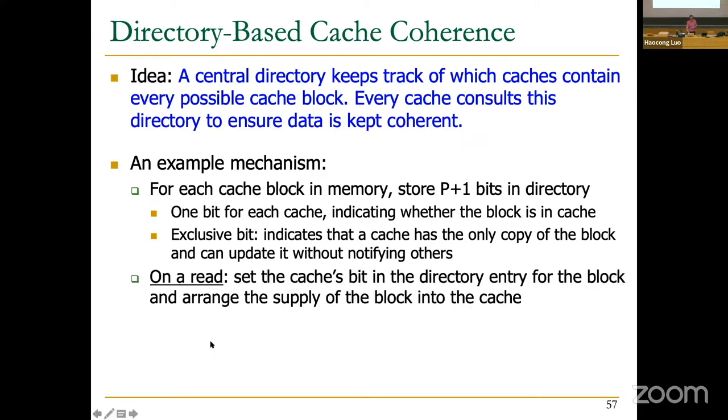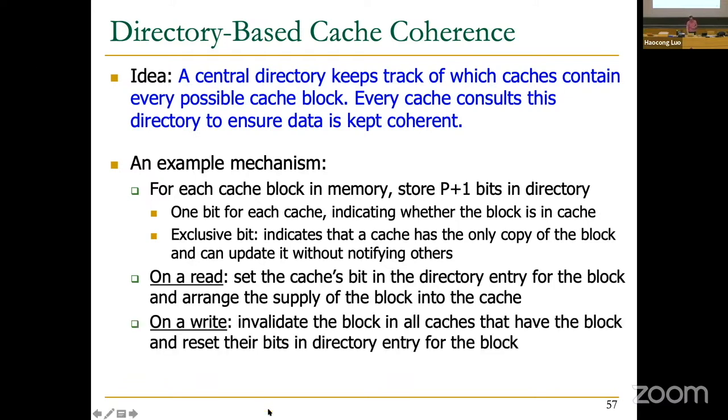So on a read, the cache sends a message to the directory, and the directory sets the cache's bit in the directory entry for the block and arranges the supply of the block into the cache. If it was updated by some other processor, for example, it takes the data block from that processor and gives it to the processor that's reading it, right? And on a write, the directory makes sure that it invalidates the block in all caches that have the block and resets the bits of those caches in the directory entry for the block, because it's going to give the cache block to someone so that someone can update it, right?